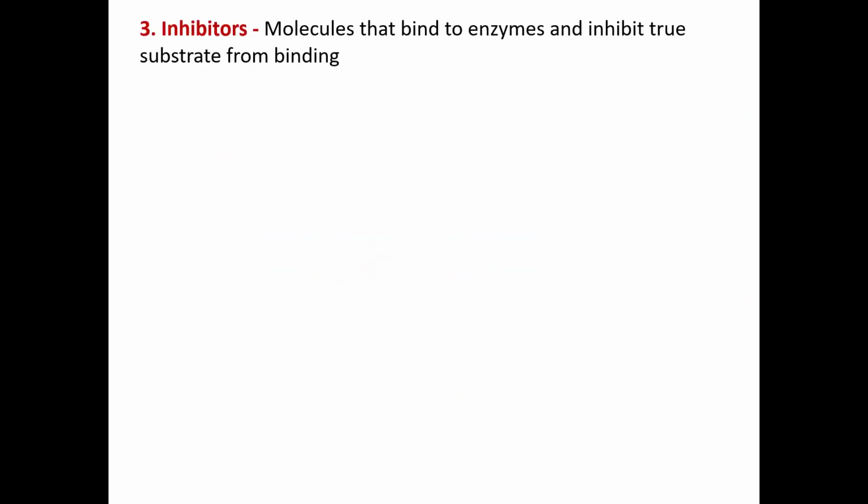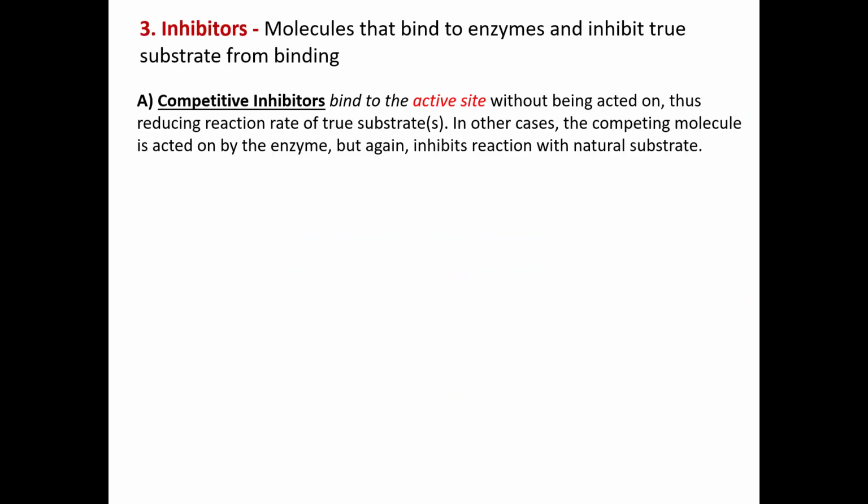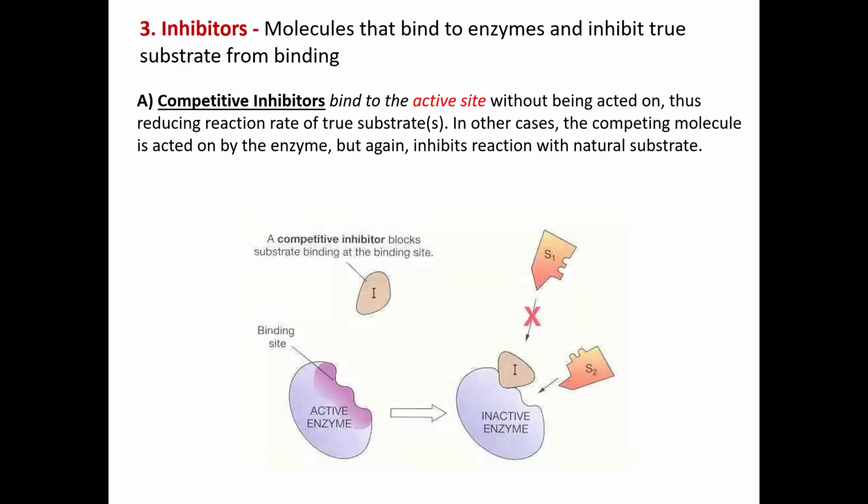So we have inhibitors, which are molecules that bind to enzymes and inhibit the true substrate from binding. We have competitive inhibitors, which bind to the active site without being acted on. So they are used in reducing the reaction rate of the true substrates. In other cases, the competing molecule is acted on by the enzyme, but again inhibits the reaction with natural substrates.